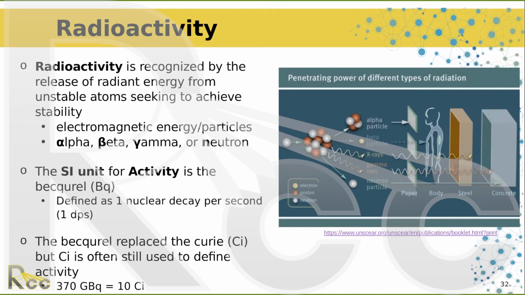that replaced the non-standard Curie, which is still used to define activity, but which converts to 3.7. I put a conversion down there: 370 gigabecquerels equals 10 Curies, since that's the common source strength for an iridium source.